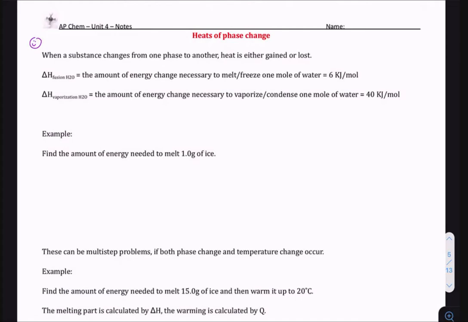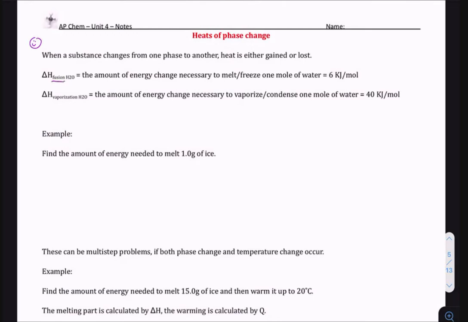So today we're going to talk about a couple of different forms of heat. The first type is what we call heat of phase change. Essentially, this is when a substance changes from one phase to another, right? In order for that to happen, heat is either going to be gained or lost, right? So, first example, delta H of fusion.